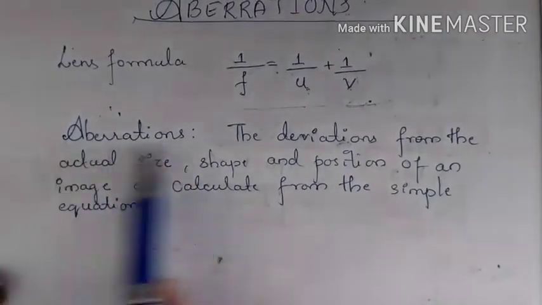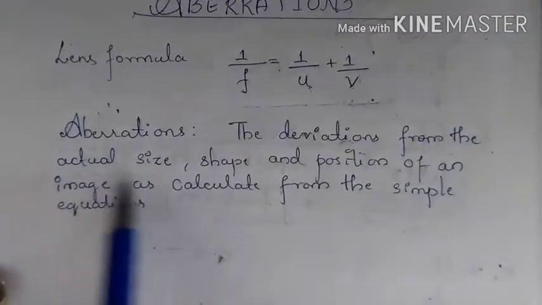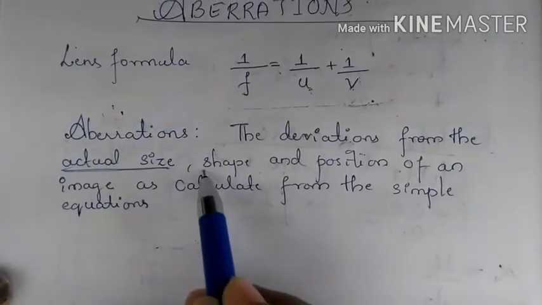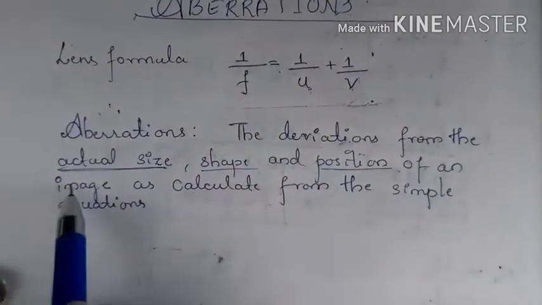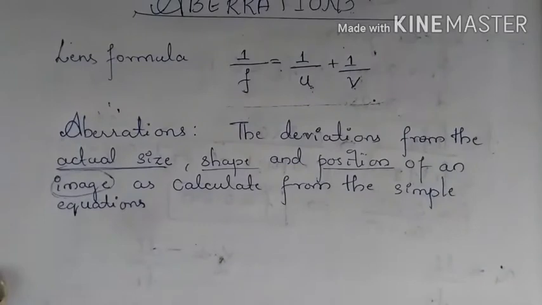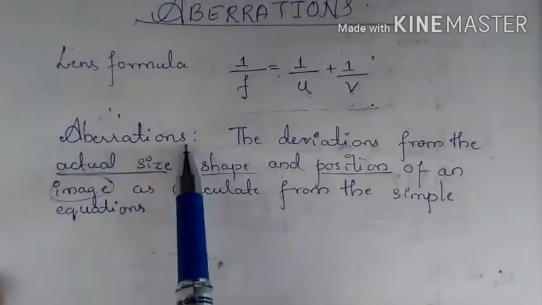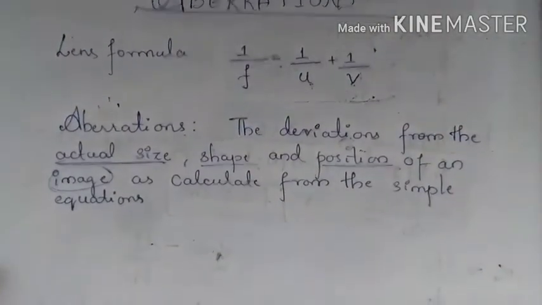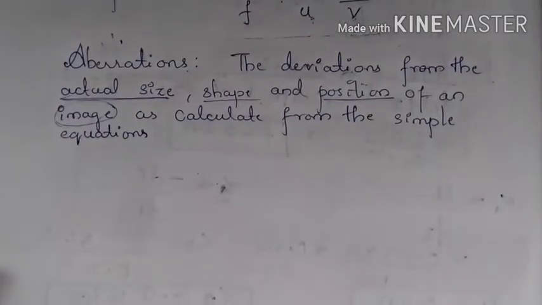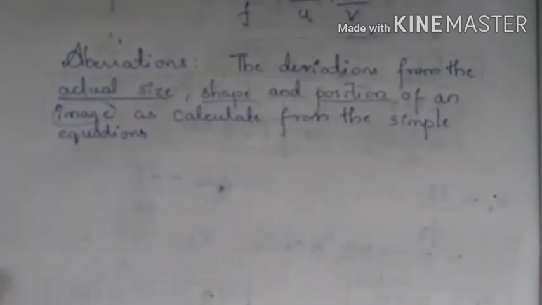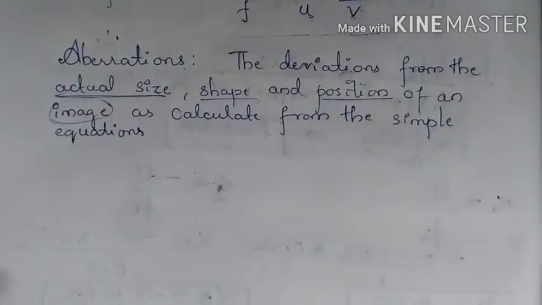So what is it telling? There is a deviation from the actual size, shape and position of an image. That gives the aberration for the lens. These aberrations occur because of the laws of refraction, so there will be a variation in the refracted rays. These aberrations are not from defective construction of the lens, but are due to the laws of refraction at spherical surfaces.